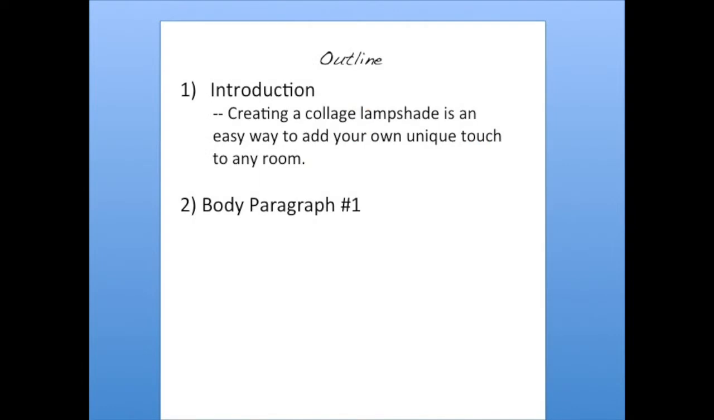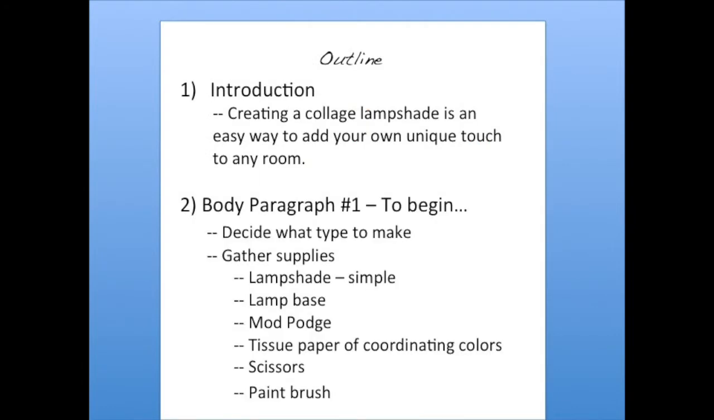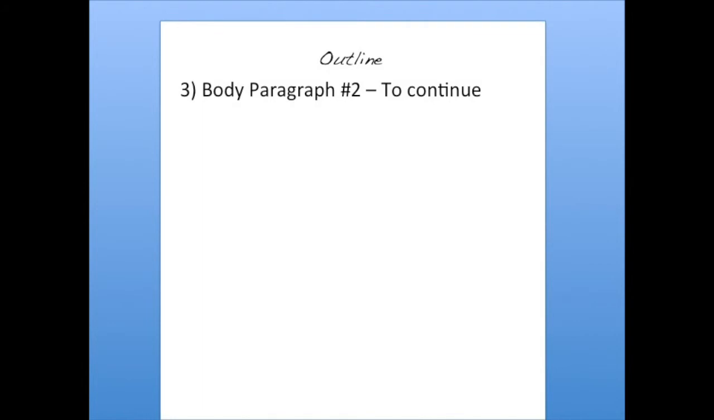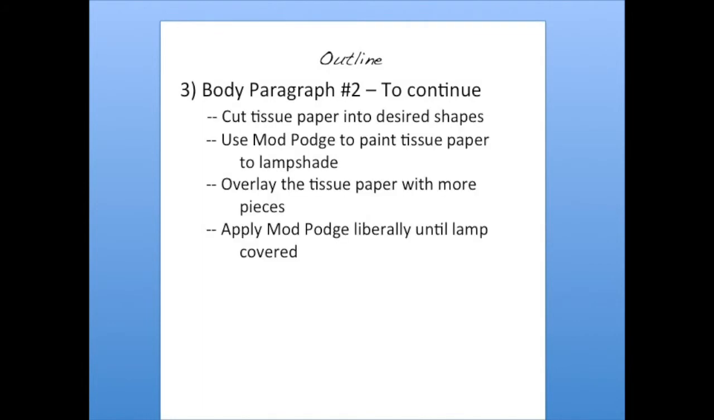For me, I'm doing mine on how to decoupage a lampshade. So for my outline, I'll have my first body paragraph where I start to begin. And I'll write all the steps I need to begin my process. This is probably also where I'll list the supplies that I need. Then I think I'll do a second body paragraph where I start to continue and list all of those steps that go in the middle.